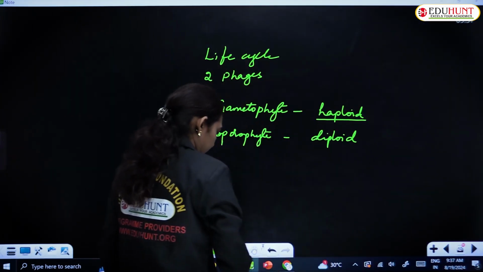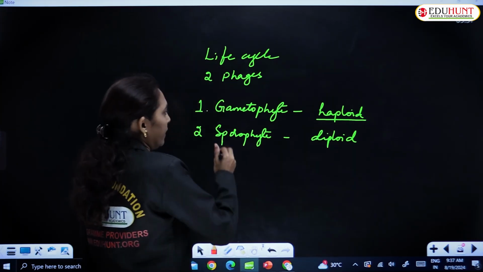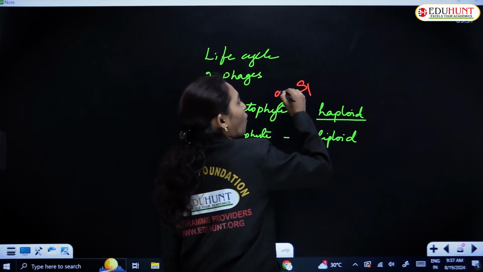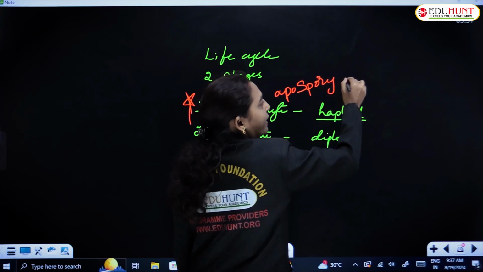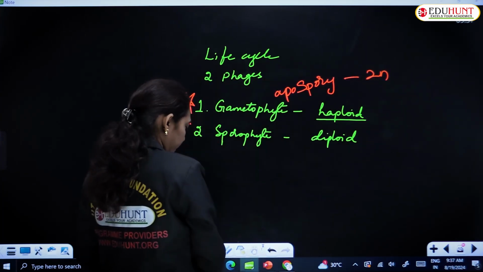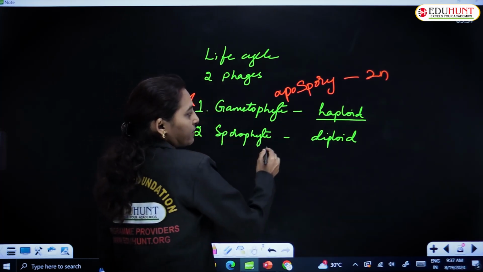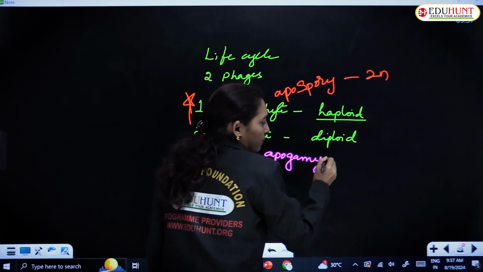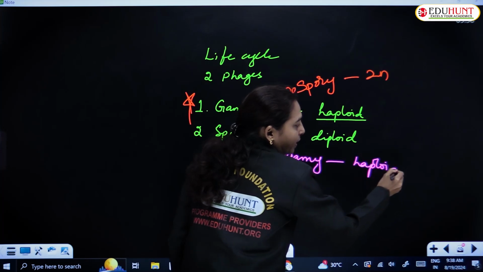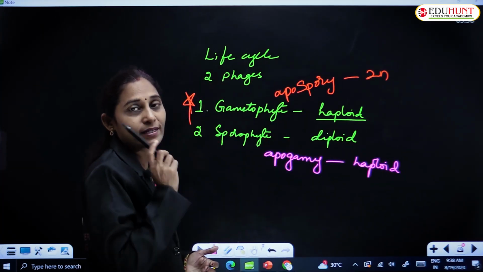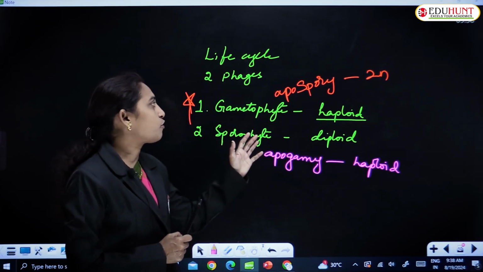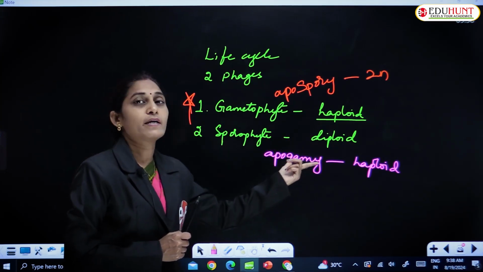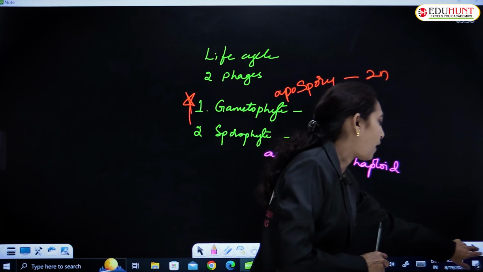Gametophyte is haploid. If it is produced through apospory, then it is diploid. Sporophyte is diploid. If it is produced through apogamy, then it is haploid. Remember these two points, these are very, very important. Gametophyte is haploid in general; if produced through apospory, it is diploid. Sporophyte is diploid; if produced through apogamy, then it is haploid. I hope the point is clear.